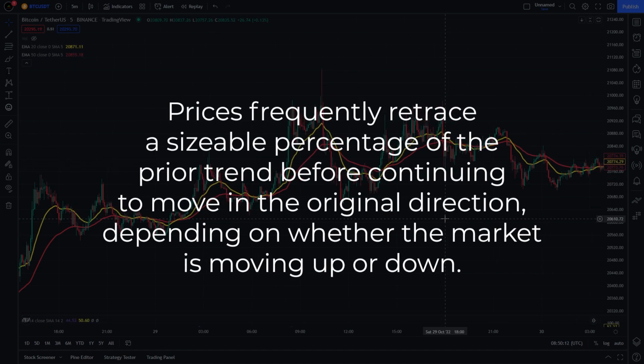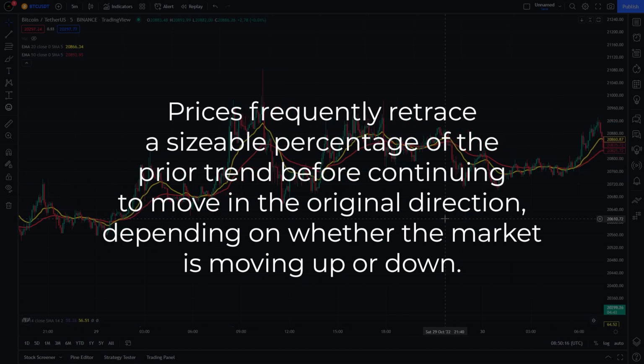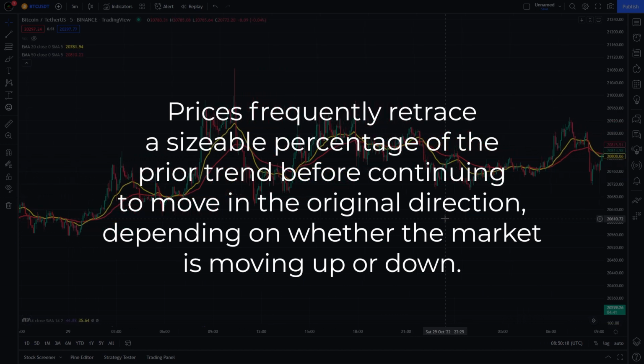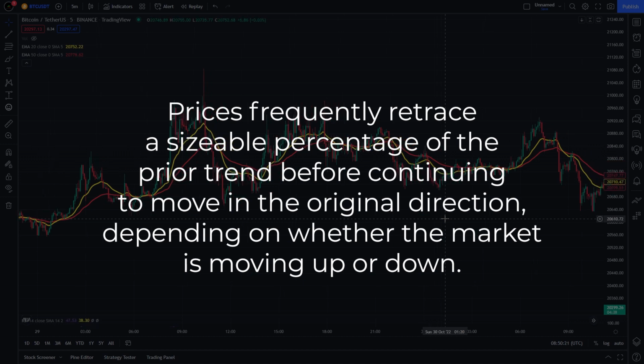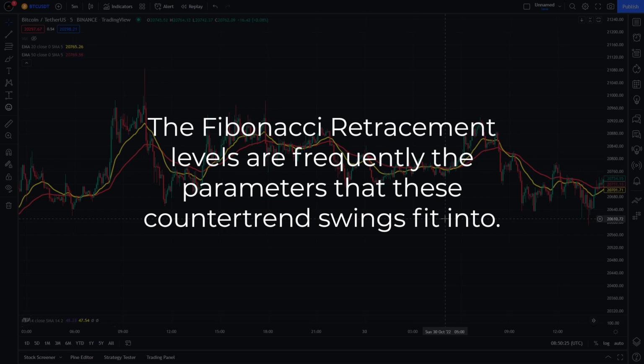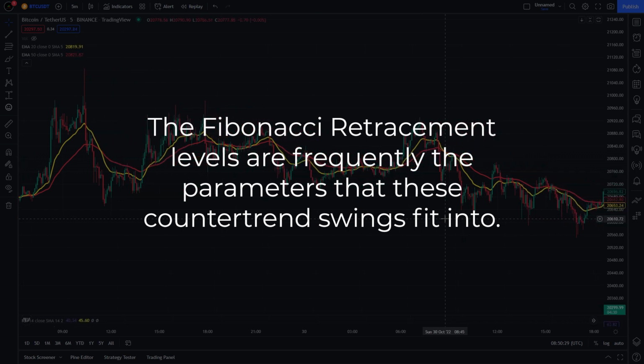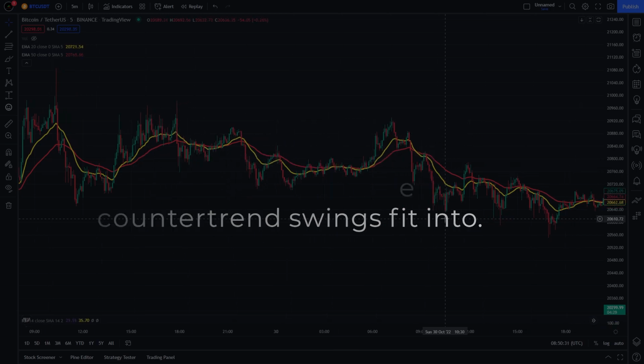Prices frequently retrace a sizable percentage of the prior trend before continuing to move in the original direction, depending on whether the market is moving up or down. The Fibonacci retracement levels are frequently the parameters that these counter-trend swings fit into.